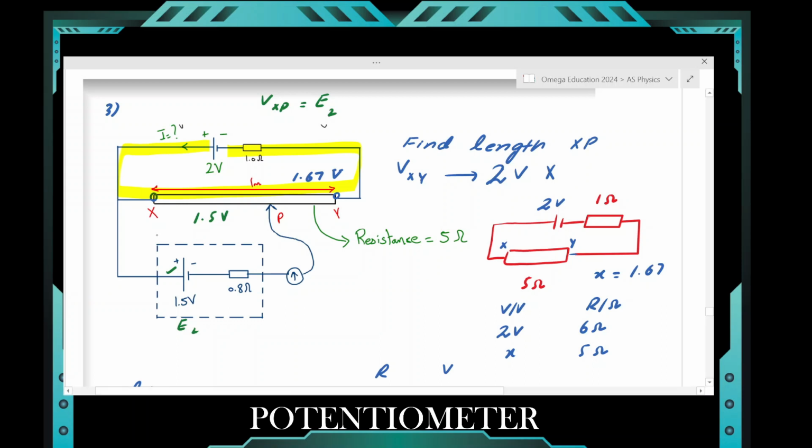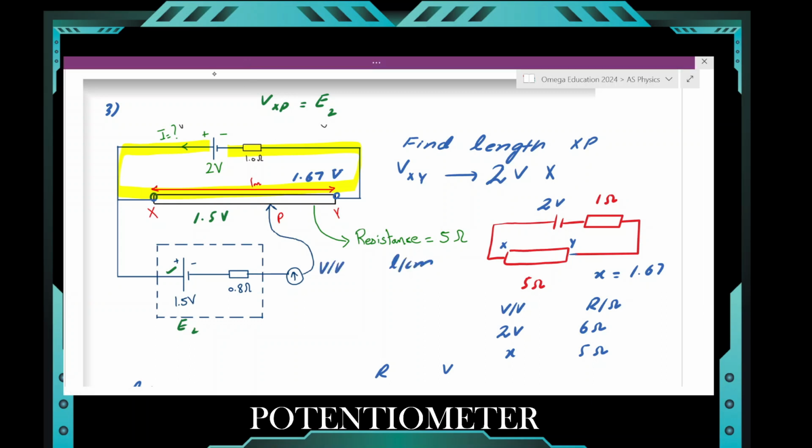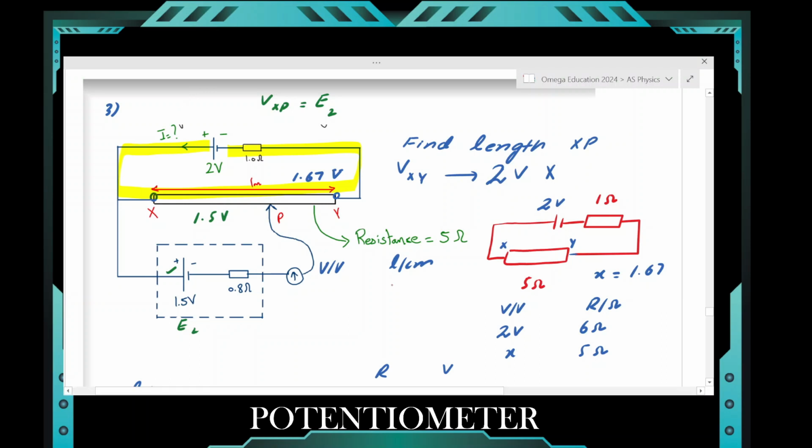So now we need to find the length XP. So let us use cross multiplication once again. You write volts on one side and length on the other side. Now the 1 meter wire, this time it's not getting 2 volts, it's getting 1.67 volts. Then for what length, you can write XP. For what length, the voltage would be 1.5.